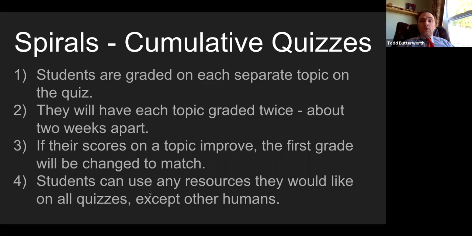And what we will do is go back and change their grade. So if they didn't do so hot the first time, but they did well the second time, we'll change their grade to reflect that. If they do worse, we're not going to lower their grade. So it's only to help them. If you need further explanation, feel free to reach out to me and I will try to do better.